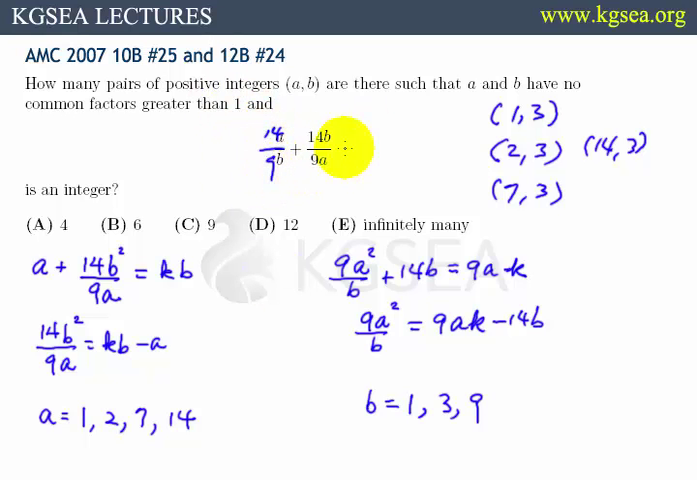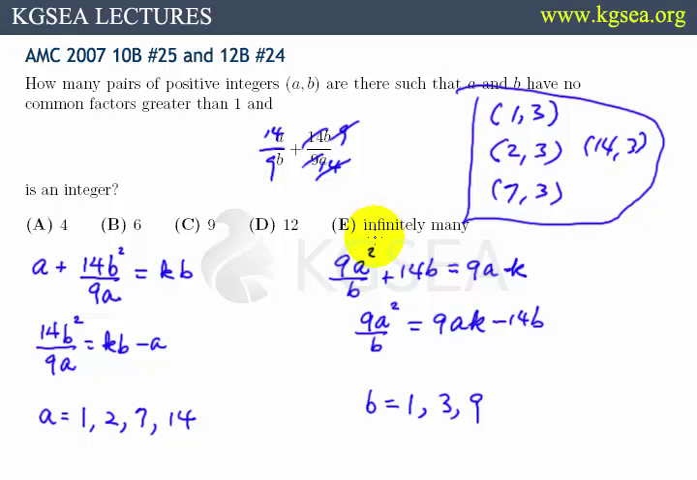14 over 9. 9 cancels, 14 cancels. This is an integer. This is not. So therefore, it doesn't work. So these 4 are the possible combinations of A and B that would give you an integer. So there are 4 ways.